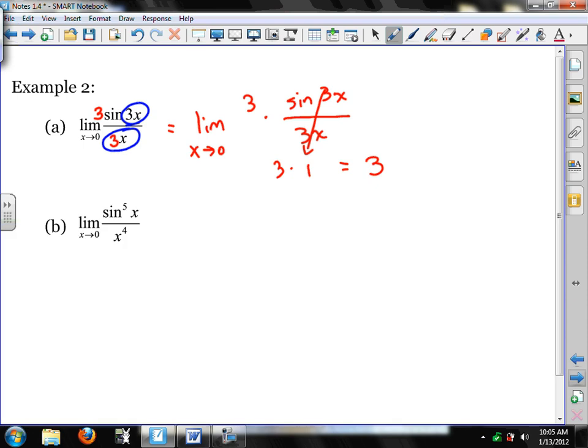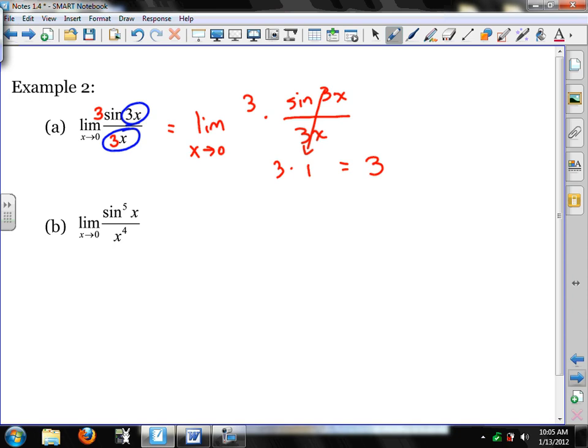Take a look at one more of these special limit problems. I've seen one similar to this pop up on Sister Monica's test from time to time, so I want to make sure we take a look at it. The limit as x approaches 0 of sine to the 5th x over x to the 4th. Sine to the 5th x over x to the 4th.